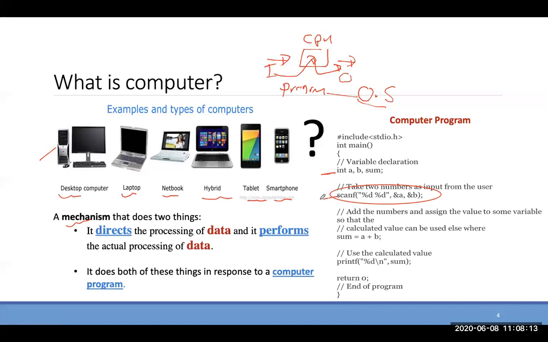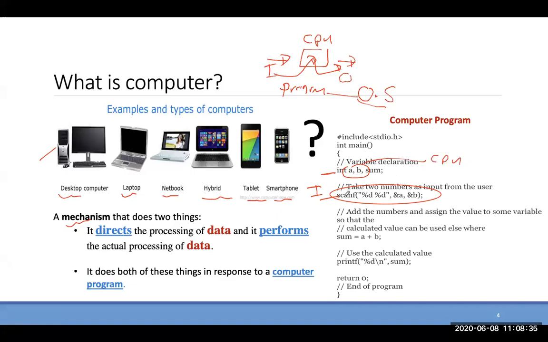And that is the scanf. So the scanf is the input. So that's the I. Okay, so this program right here, the scanf is a program. It's not a command or a function. It's actually a whole program that's going to read data from the user and store them in A and B. So A and B is something inside the CPU. So A and B is part of the CPU.